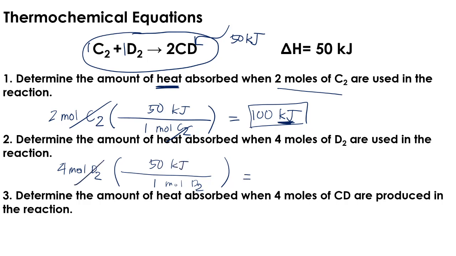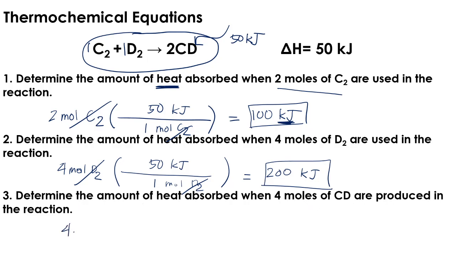So 4 moles, moles of D2 cancel. What's left is kilojoules. Then 4 times 50 is equal to 200. So here, when 4 moles of D2 are used in the reaction, 200 kilojoules are absorbed in the reaction. Next, determine the amount of heat absorbed when 4 moles of CD are produced in the reaction.